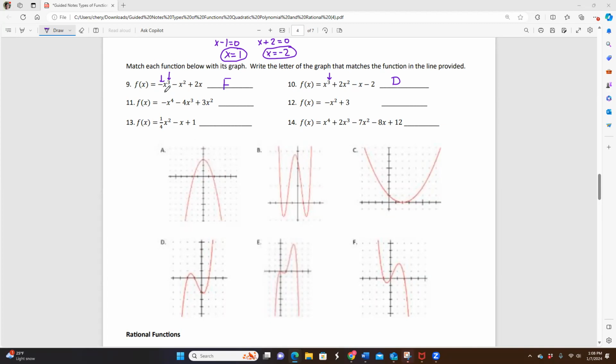Here we can see in problem 9, f of x equals negative x cubed minus x squared plus 2x, that we have an odd degree function, and in an odd degree function, the ends of the function go in opposite directions, the end behaviors, and we have a negative lead coefficient, meaning that over most of its domain, it's going to be a decreasing function.